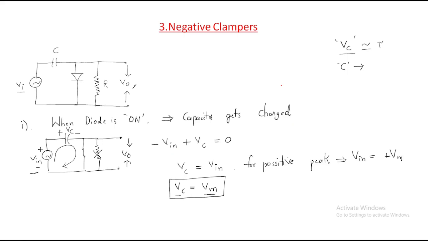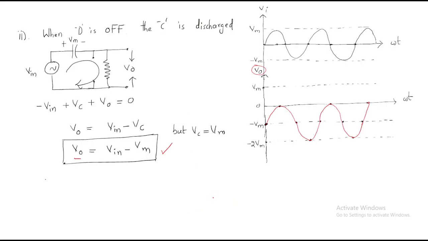In order to understand clearly, just assume when the diode is on, automatically the capacitor gets charging. But if the diode is off, it is not possible to charge. When the diode is off, the capacitor gets discharged. At that time, look here, the capacitor voltage also acts as input. Then using this formula, it is possible. At this condition, the capacitor is always in the discharging mode, right? So this is the negative clamper.